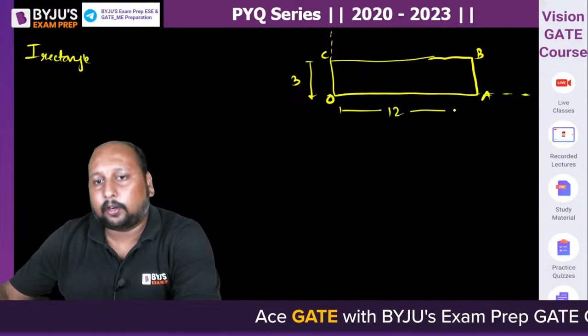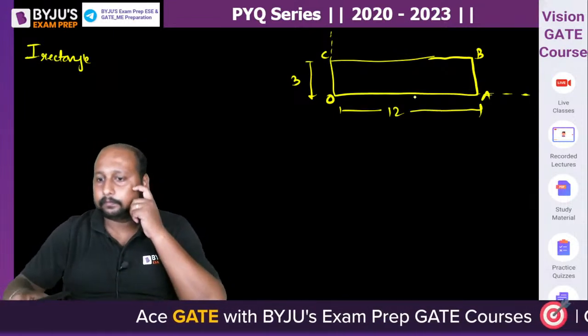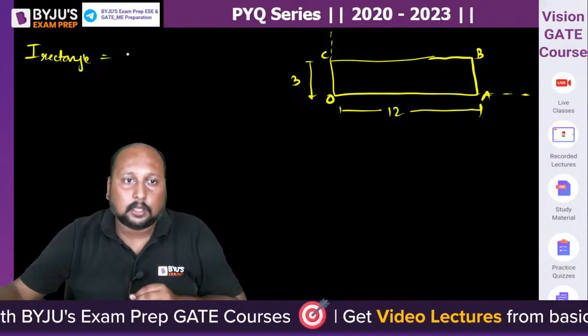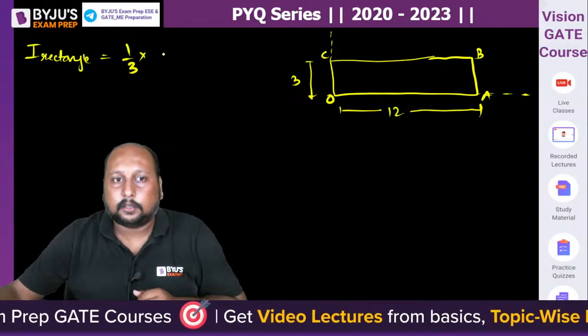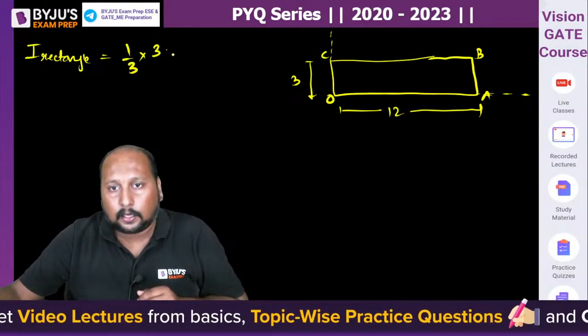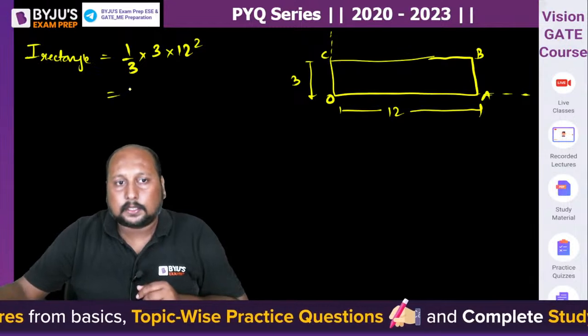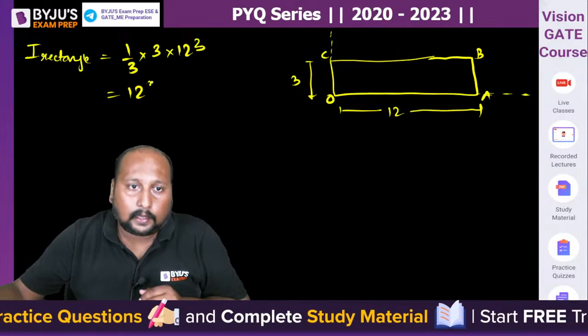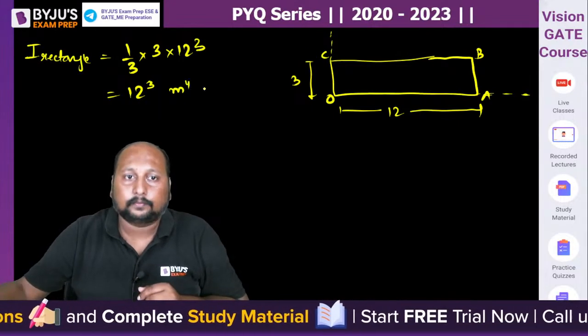Can you tell me what the moment of inertia is using the parallel axis theorem? One third of this. So 1/3 of m r square. Your width is 3 into 12 square. So this is 12 cube meter to the power 4.